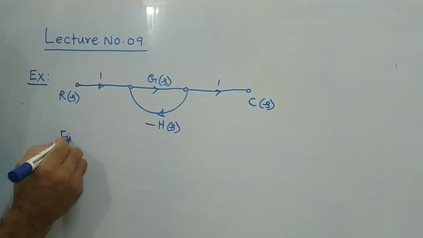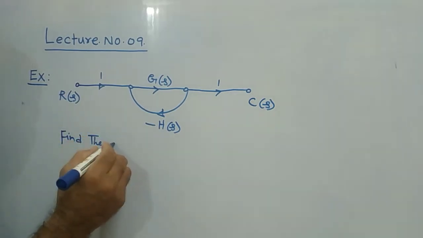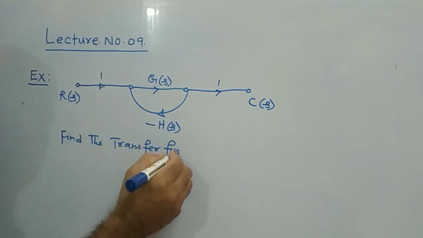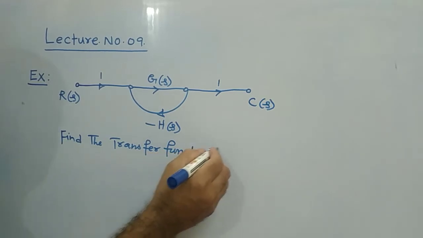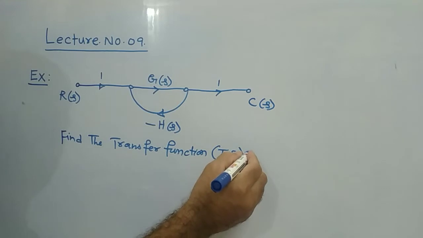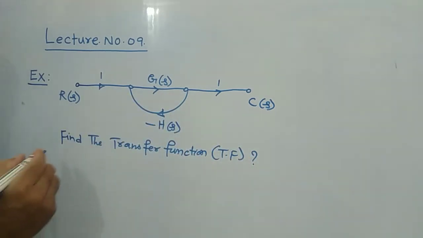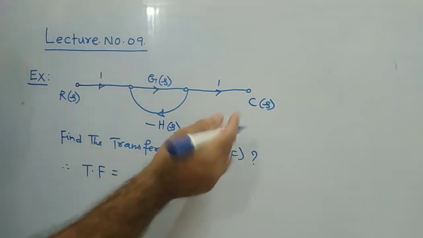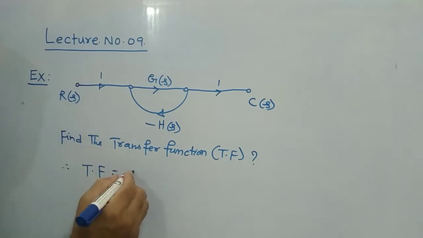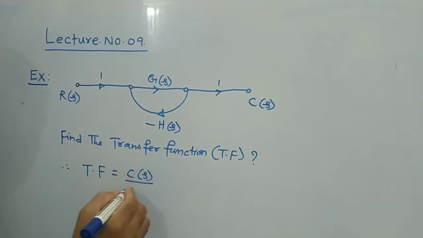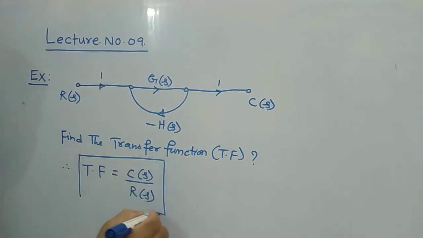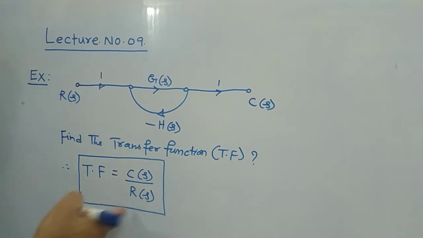Find the transfer function, TF, for this given signal flow graph. That means you are asking that TF is nothing but C of s by R of s. The ratio of C of s by R of s you need to find out for this given signal flow graph.